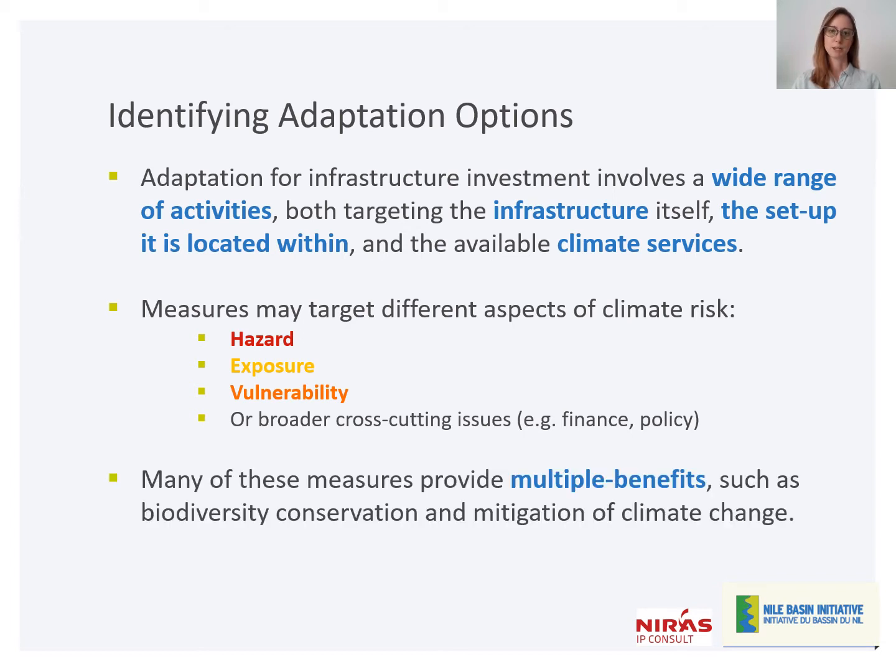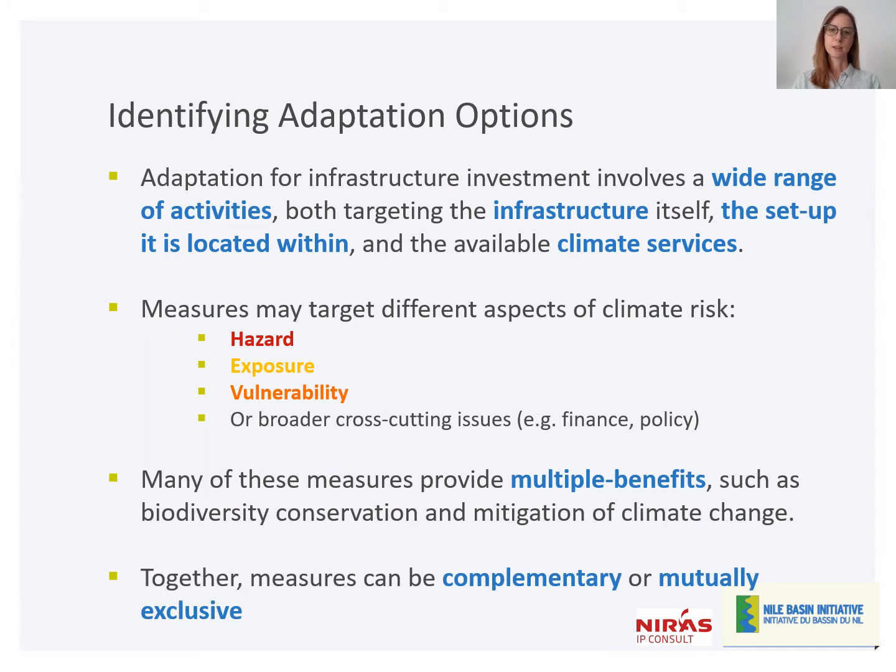Many adaptation measures can also provide multiple benefits, or what's also known as co-benefits. For example, if an adaptation measure is to plant trees for slope stabilization, co-benefits could be diversity conservation if the tree species is really carefully selected. And also another co-benefit could be climate change mitigation, since trees act as carbon sinks.